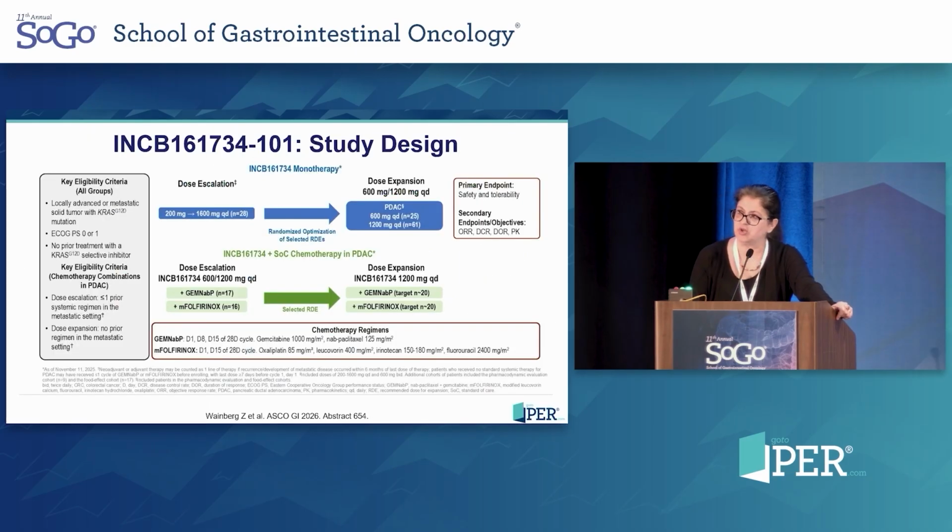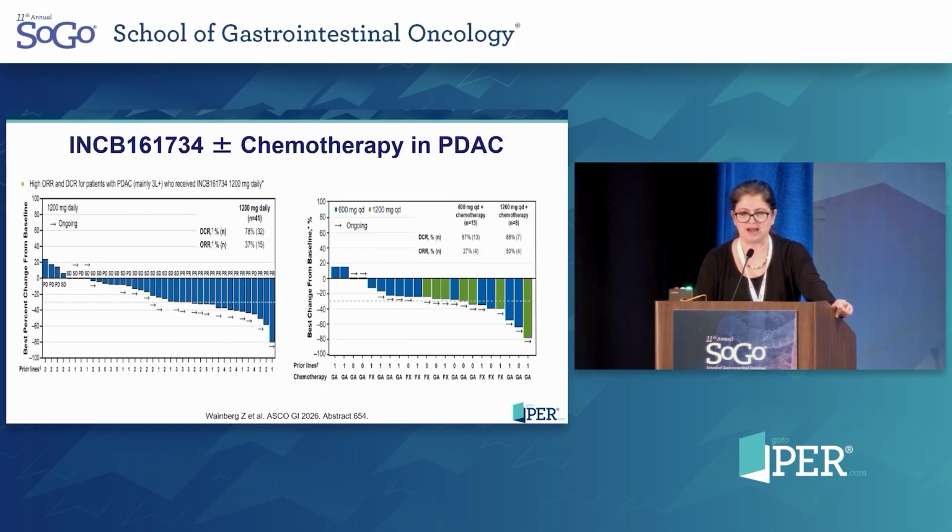Zev Weinberg from UCLA has presented at ASCO GI this year the Insight 101 study, which really has a phase 1 dose escalation as well as dose expansion of 2 different doses of the Insight agent, as well as combination therapies with chemotherapy, gemabraxane or FOLFIRINOX. And there were very few patients treated, but this is the data that had been presented.